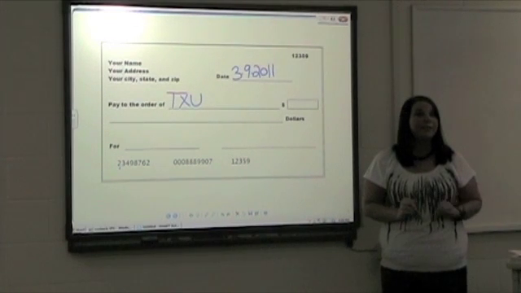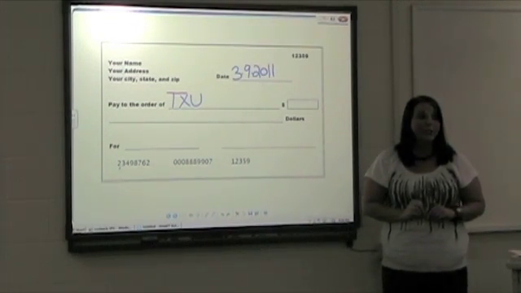Step 3 is to fill in the numeric amount. For our example today, we will be using $50.25.